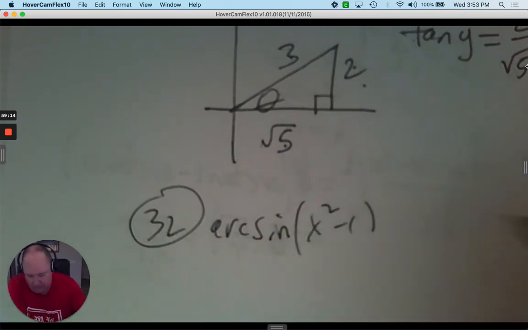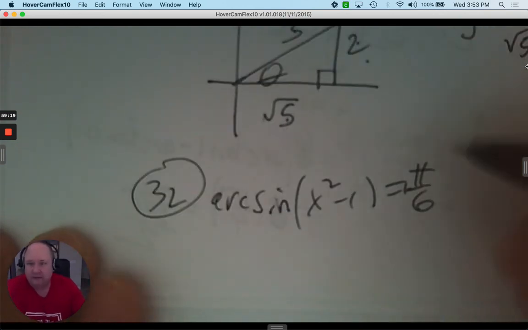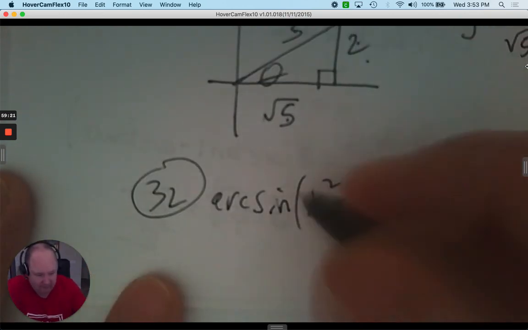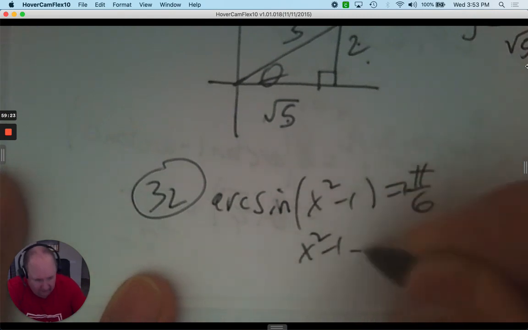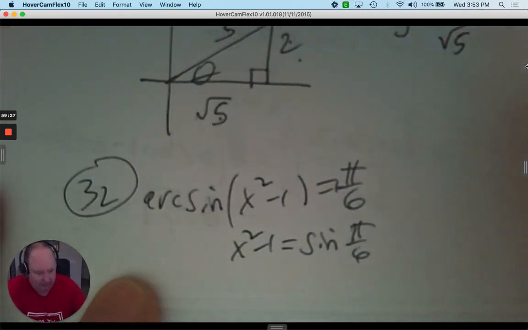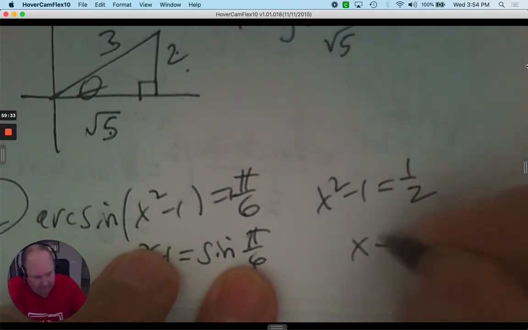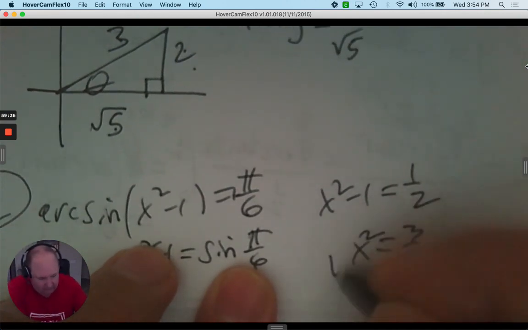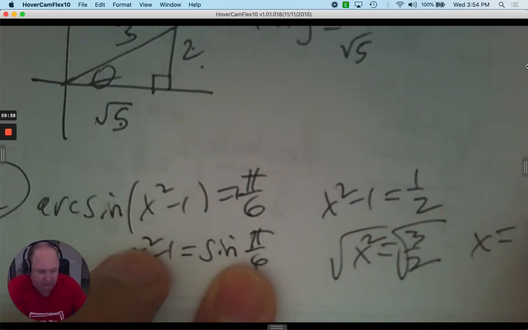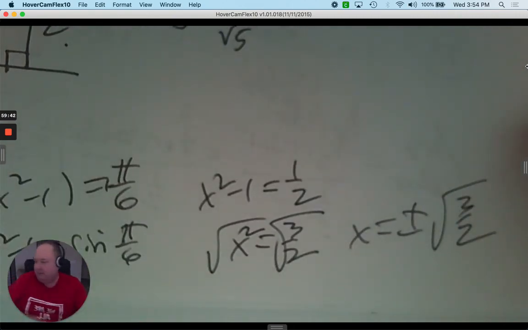Arc sine of x squared subtract 1 equals pi over 6. Can you solve this equation? I got 40 seconds. The inverse of arc sine is sine. So that would be sine of pi over 6. The y value at pi over 6 is 1/2. Add 1 to the other side. That's 3 over 2. Take the square root, and the answer is positive and negative root 3 over 2, and you don't have to make it look any prettier than that.